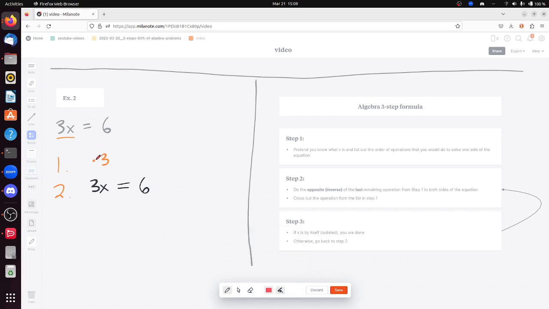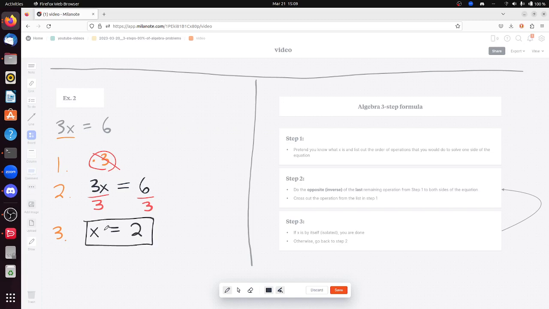So multiplying by 3 is the only operation in our list. We want to do the opposite of that, which is dividing by 3 to both sides. And then we can cross off that one in the list. And if we were to do that, you can see that we would end up with 3x divided by 3. That would just leave us with x, because the 3's basically cancel out. And then on the right, you'll have 6 divided by 3, which is 2. So again, the answer is 2.